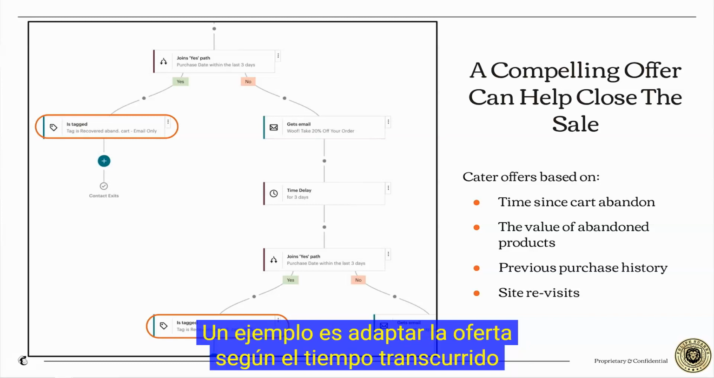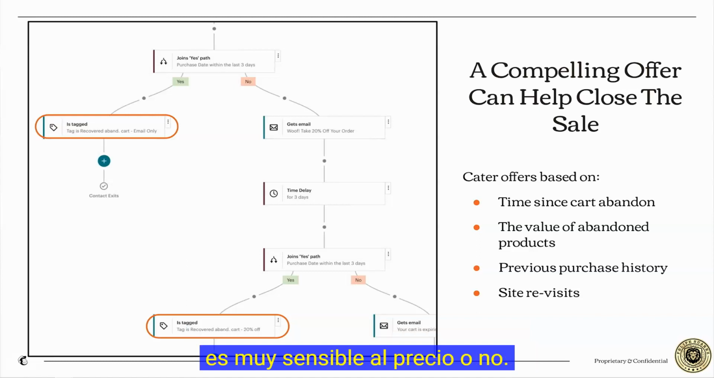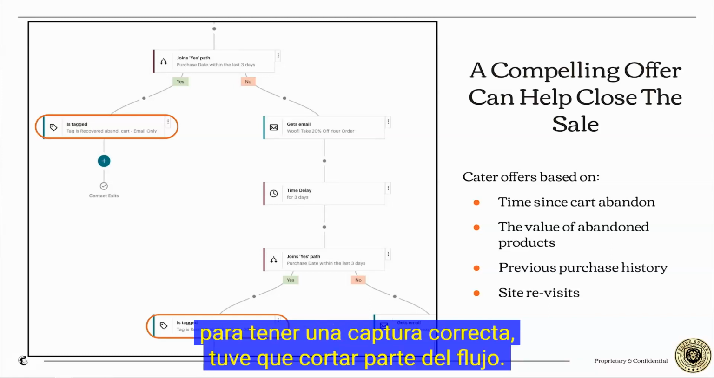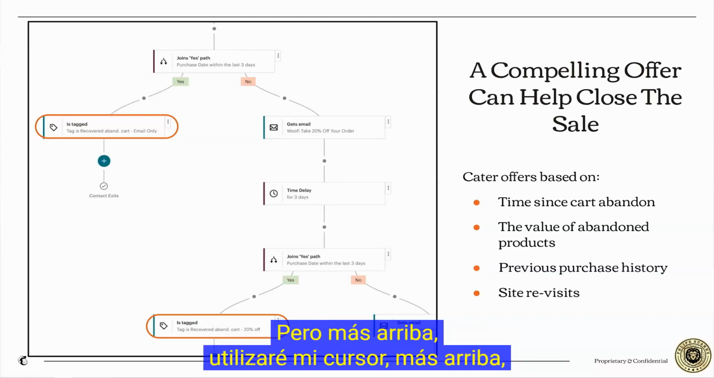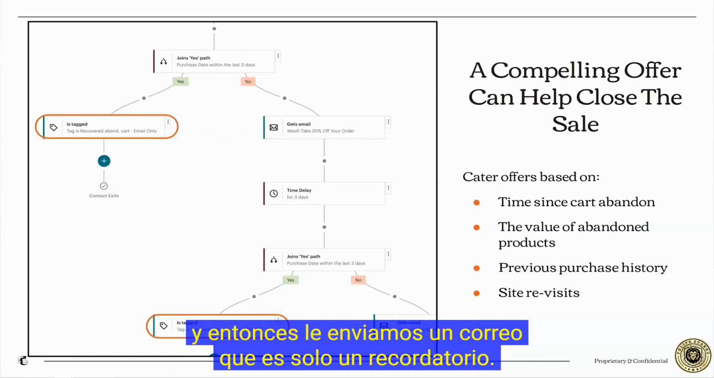So an example of this is catering the offer based on the time since the cart was abandoned, and tagging to record how discount or price sensitive a customer really is. So in this flow here, we're going to use our imagination because in order to get the screenshot right, I had to cut off part of the flow. But further up, let's use my cursor, further up, there would be a trigger that says when someone abandons their cart, and then we send them an email that just is a reminder.